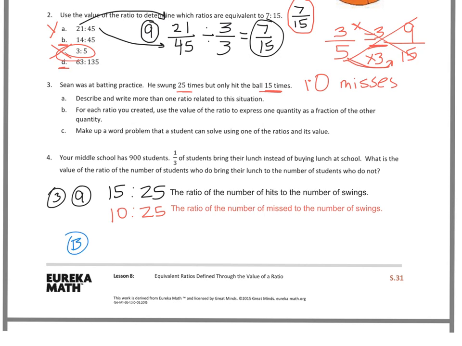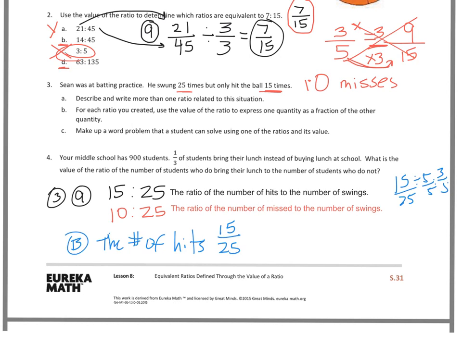B says for each ratio you created, use the value of the ratio to express one quantity as a fraction of the other quantity. So I'm going to say the number of hits, and this is going to be 15 over 25. So that's the number of hits. Now, to express it as the value, I have to simplify this down using a common factor. And I know it's 5 over 5. So that'll give me 3/5.